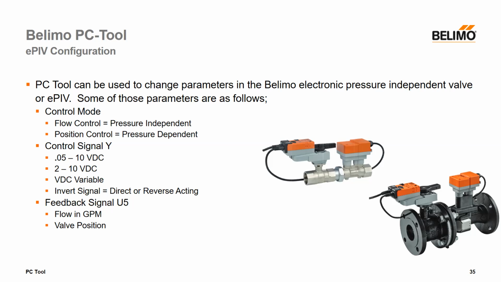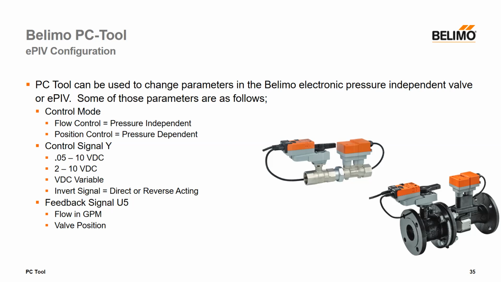Flow control is basically pressure independent control, and we follow the signal and match that signal based on a specific request for GPM, while position control is basically 0 to 90 degrees based on a 2 to 10 or 0 to 10 VDC input from the controller. You may need to switch to position control sometimes for commissioning, and then switch back to flow control for balancing or for normal functionality. So the PC Tool allows you that flexibility.